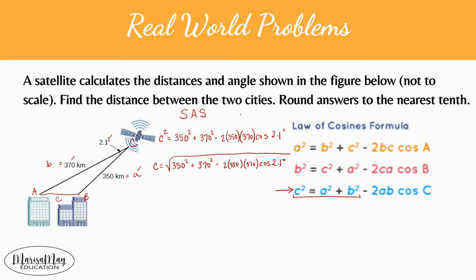Now we are asked to round to the nearest tenth. So in our case, that would be 24.0. And the units here were kilometers. So we'll add that as well.